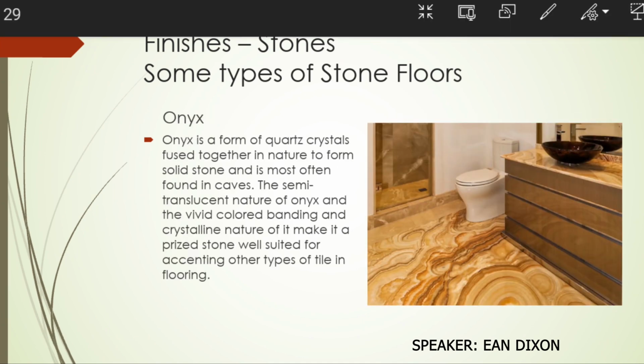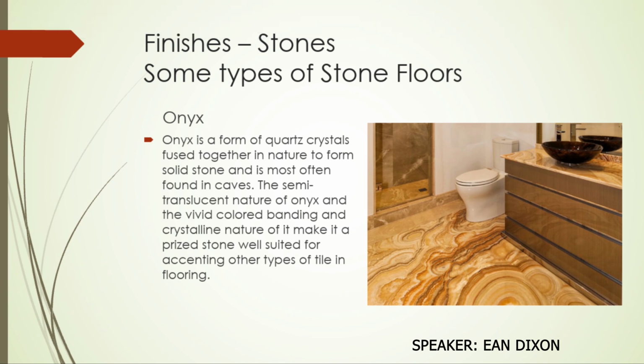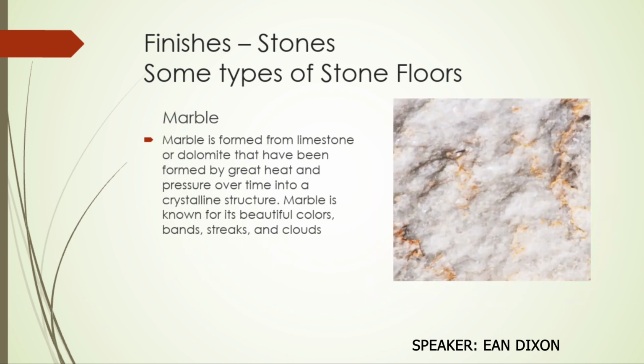Another type of stone floor is onyx. Onyx is a form of quartz crystal fused together in nature to form solid stone and is most often found in caves. The semi-translucent nature of onyx and the vivid colored banding and crystalline nature of it makes it a prized stone well suited for accenting other types of tile in flooring. Here's an example of onyx.